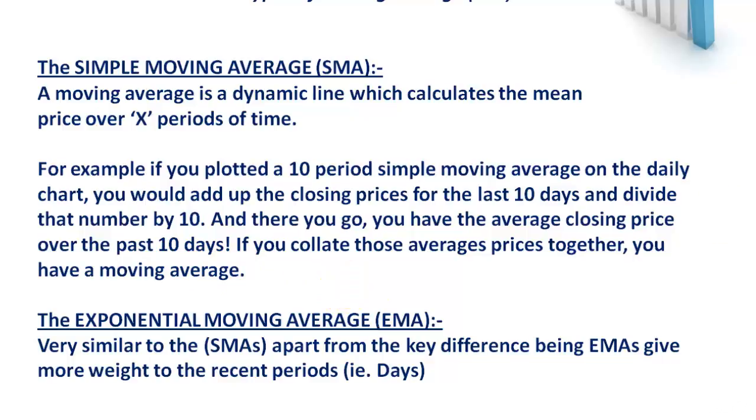Very, very straightforward. There are lots of moving average combinations out there, hundreds, thousands. However, what we want to work with is the moving average combination that most people who know what they're doing are actually using as well. Hence our usage of the 20 and the 50 EMAs. The exponential moving average is almost the same as the simple moving average, apart from one key difference: EMAs bring more weight to the recent price periods, i.e. days in this case, like I just mentioned.